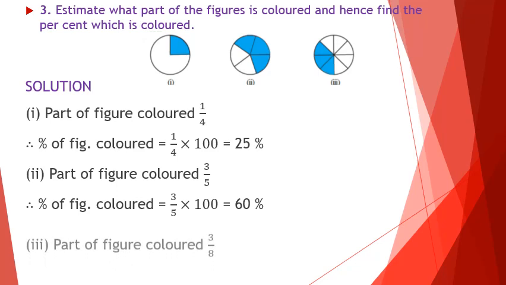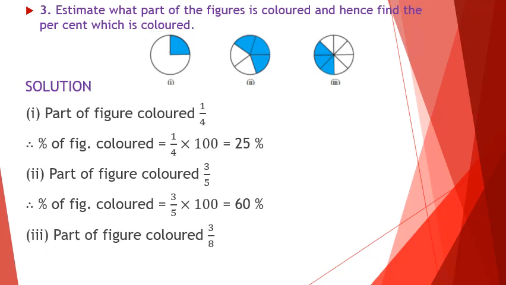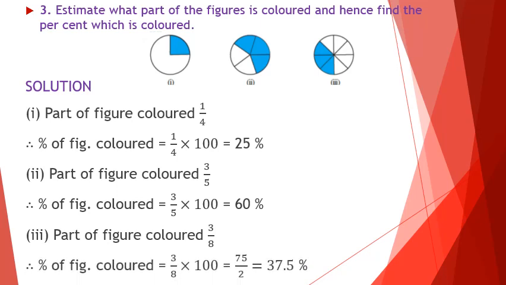So the fraction of the figure colored will be equal to 3 upon 8. Now what is the percentage of the figure colored? 3 upon 8 into 100. You can cancel 8 and 100 by 4. So the numerator becomes 25 and the denominator becomes 2. So 3 into 25 equals 75 upon 2, which equals 37.5 percent of the figure colored.